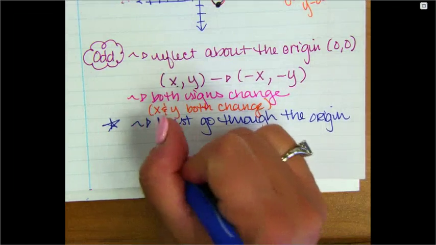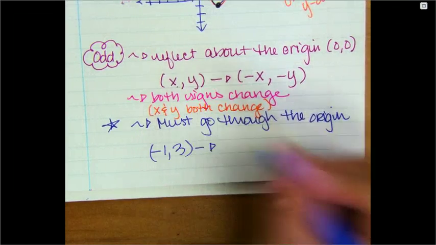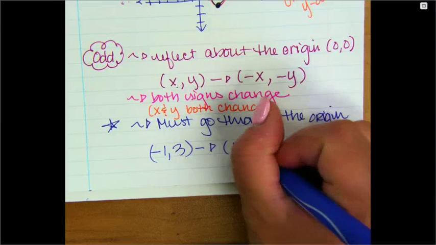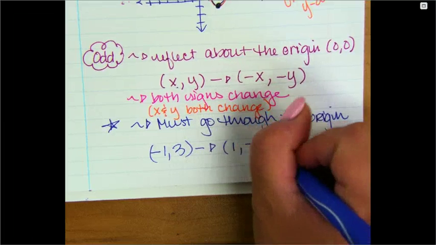So if I have negative 1 comma 3, when it's reflected, what does it become? 1 comma negative 3.